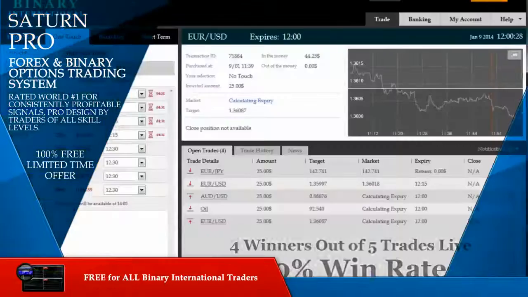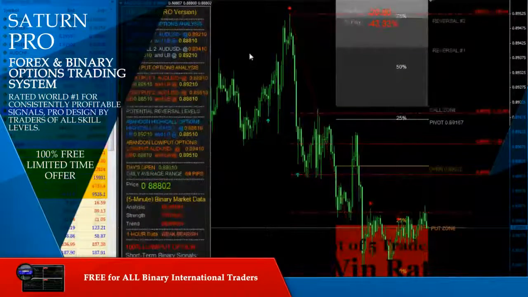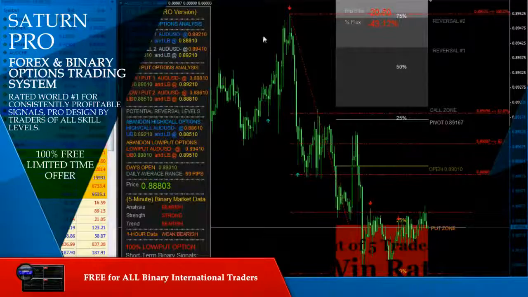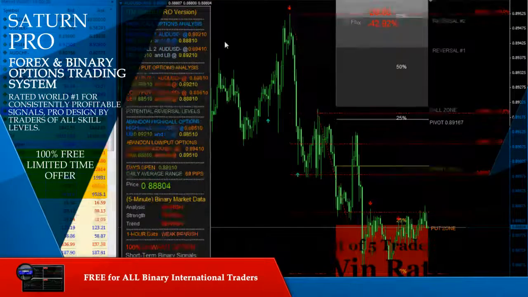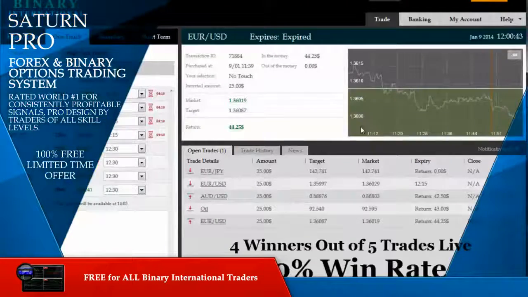So that, as you can see, was a pretty interesting, profitable experience, 4 out of 5, using ITM Saturn Pro to your advantage. It's not restricted to one touch and no touch options. You can trade it, as I just described, on longer time frames. It's completely up to you. On the one touch and no touch, it's quite easy to make easy profits.